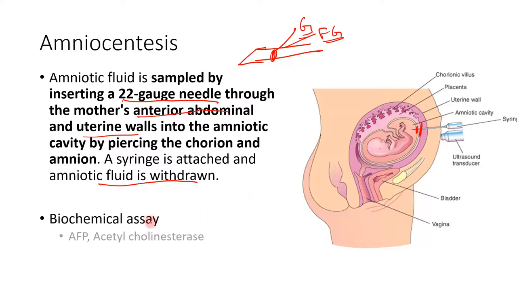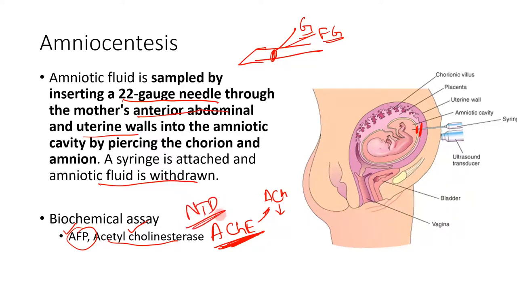Now, what can you do with this amniotic fluid? You can do biochemical assays. You can do assay for AFP. You can do assay for acetylcholinesterase. I hope you know what acetylcholinesterase is. If you have completed neuromuscular physiology, you will know acetylcholine is formed as a neurotransmitter, and this will be inactivated by the enzyme acetylcholinesterase, back into acetyl coenzyme A and choline, and it will be reformed. So this is the basic purpose of acetylcholinesterase from a neurotransmitter point of view. But this enzyme and alpha-fetoprotein, AFP, are important biochemical markers within the amniotic fluid, which can be markers of neural tube defects.